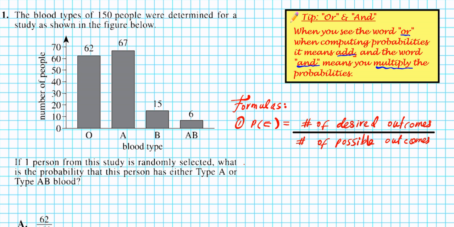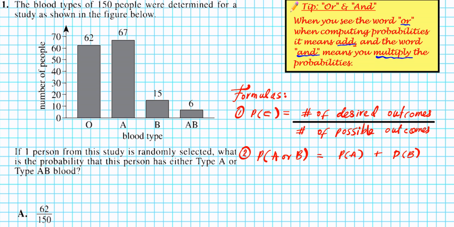Another formula that you have to keep in mind has to do with this tip I indicated earlier. If you are looking for the probability of A or B occurring, you simply compute the probability of A plus, remember, or is addition, plus the probability of B. That's what we're going to be using in this problem. So let's go ahead and set up the problem.